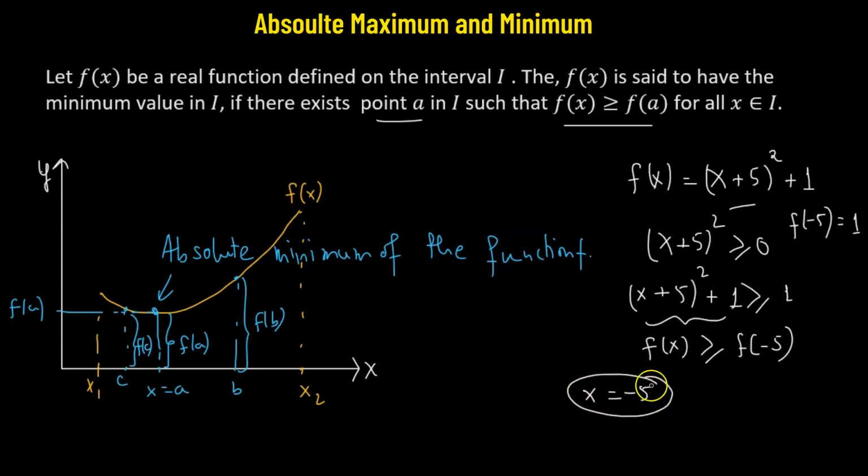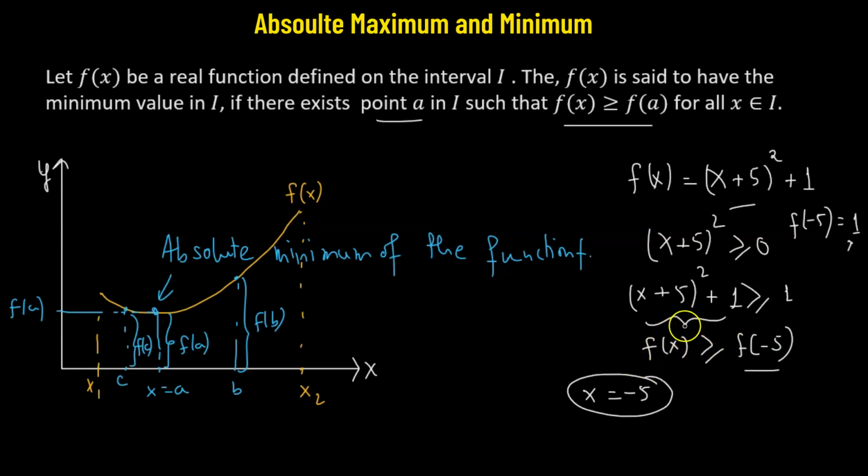This is the point of absolute minimum, and at this point, this will be the lowest value attained by the function, which will be 1, and it is always going to be less than f of x. So this is how we can define the absolute minimum.